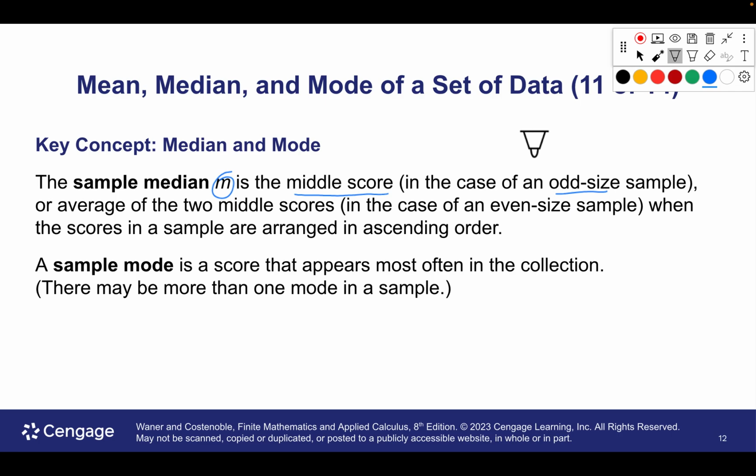However, if we had an even number like 10, we've got 5 and 5, there's a space in the middle. So what we do is we average the 2 middle ones. So the 5th and the 6th, we add them together and divide by 2. So it's kind of finding halfway between the space. And that's what it's saying here. In the case of an even size sample, we find the average of the 2 middle pieces. Does that make sense?